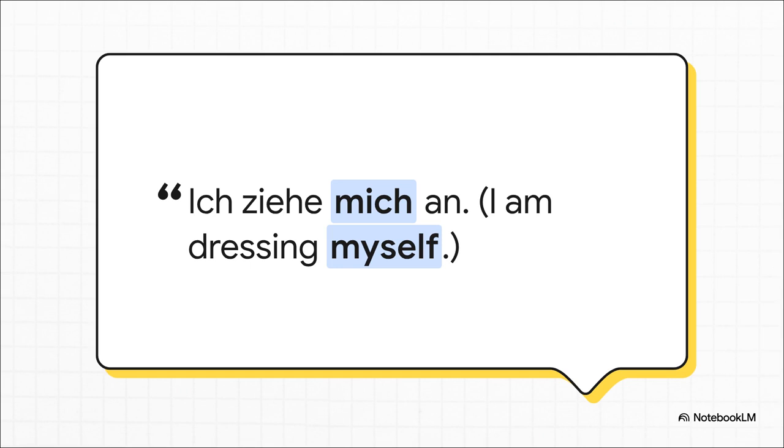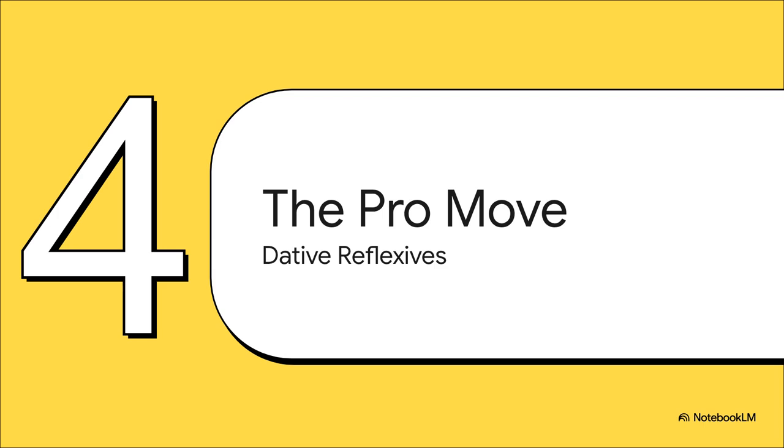It shows the action of dressing is bouncing right back onto me. Simple, clean, perfect. Okay, you got the accusative down. Feeling good? Now it's time to level up your game. Let's talk about the pro move, using the dative reflexive pronoun. This is where you start adding some real precision and nuance to your German.